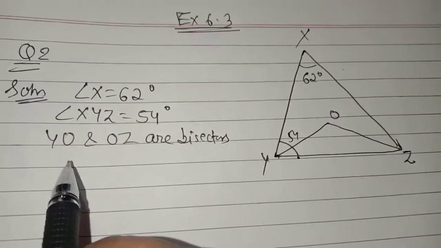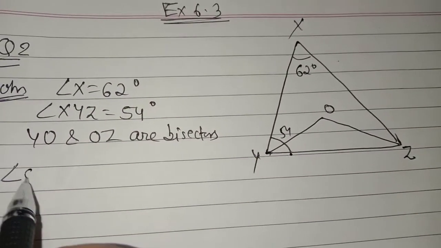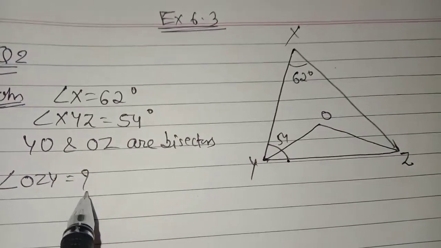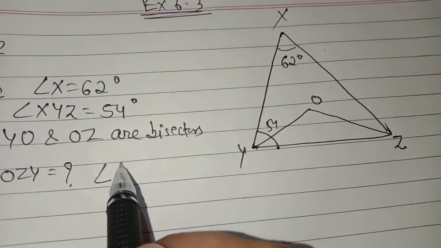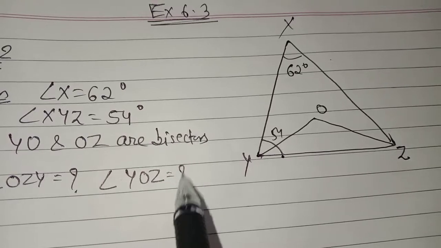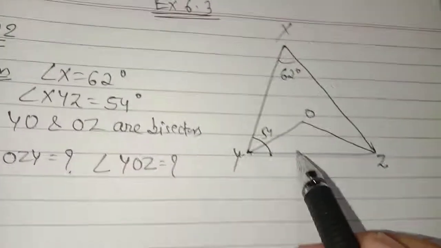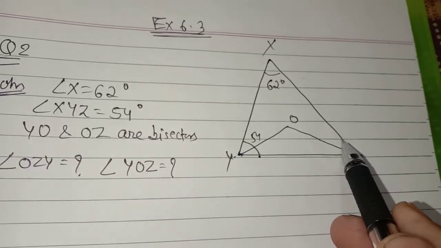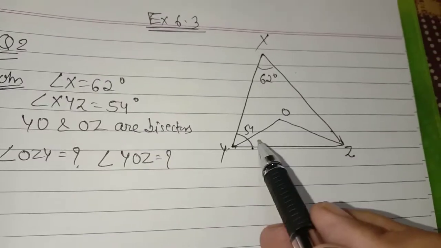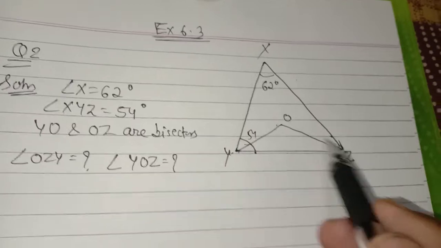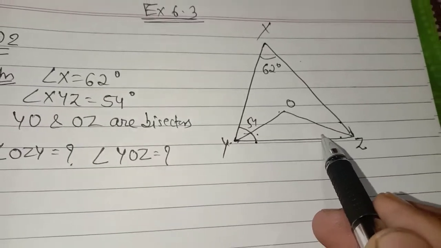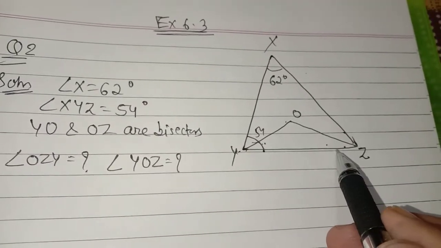So what do we have to find? We have to find angle OZY and the value of angle YOZ. OZY and YOZ. So let's do one thing. Let's find out Z first, because YO and OZ are bisectors, so we can take the half value of this and you will get half of the bisector values.